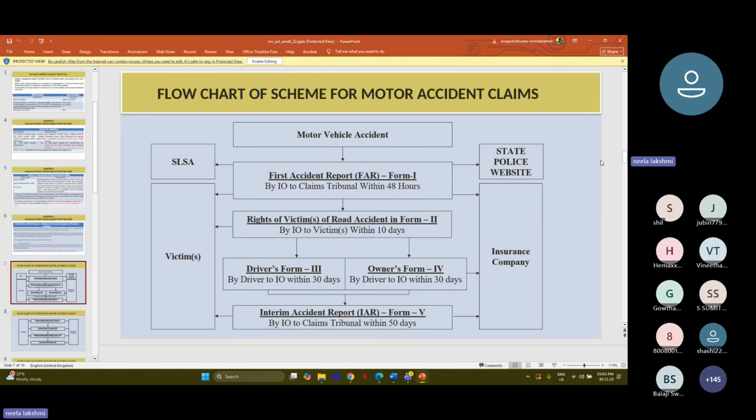But as per the new amended act, the liberty has been given to the claimant that if the FIR is filed, that is enough, and the claimants have the right to claim directly from the insurance company, even before approaching the Claims Accident Tribunal forum. They can directly approach the insurance company for their compensation.